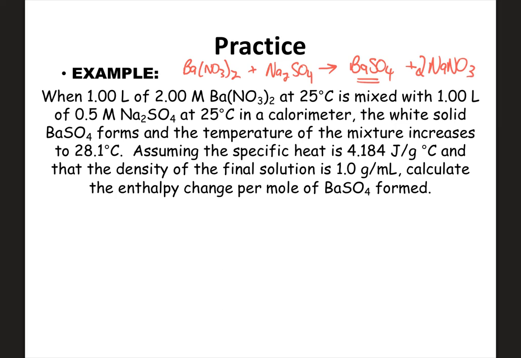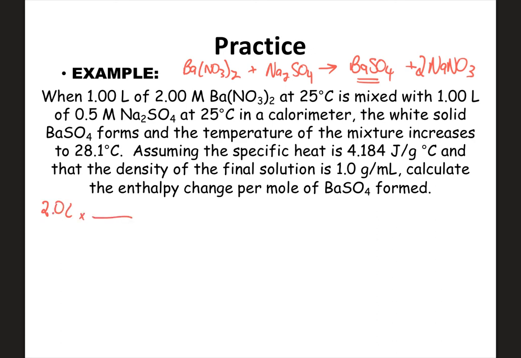Before I can even worry about that substance, I have to find the actual energy change involved with the reaction. So before I can even worry about the per mole of BaSO4, I need to know the energy change involved here. So you're going to need to use Q equals mc delta T, but realize you're going to need to get your mass first. We mixed 1 liter of the barium nitrate and 1 liter of your sodium sulfate, and we're going to assume this density is 1 gram per milliliter. Remember, you use your density to get your mass. So your new total volume of solution is 2 liters.